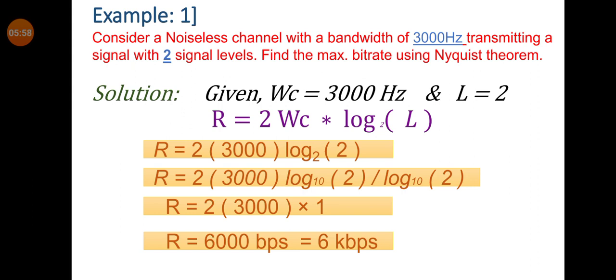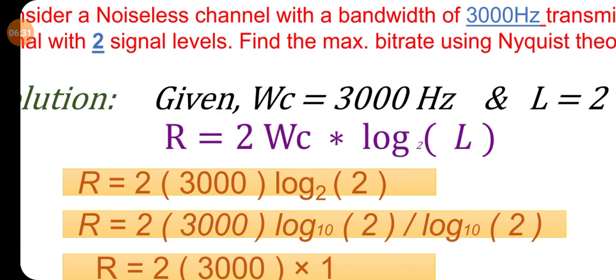So the solution given is, from the given problem, what data is given? That is WC. WC means bandwidth. So bandwidth, how much have they given? 3000 Hz. So WC equal to 3000 Hz. Then in the next part of the problem, they have given the channel transmits with two signal levels. Signal levels means L. So L is equal to what? 2. Clear? L is equal to 2. So now what is the formula then? So the formula is R equal to 2WC into log of L to the base 2.